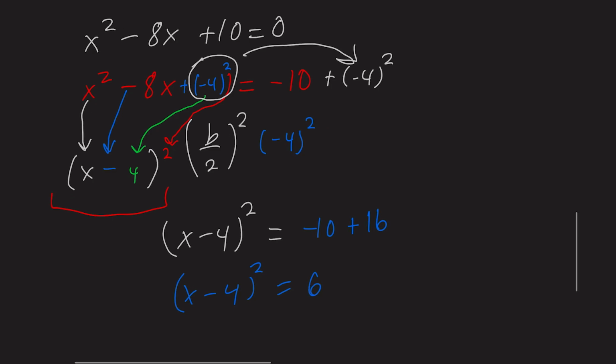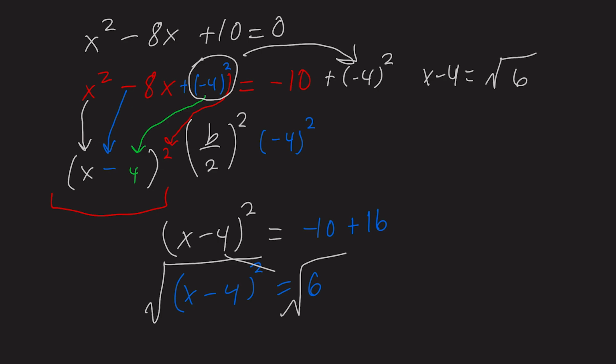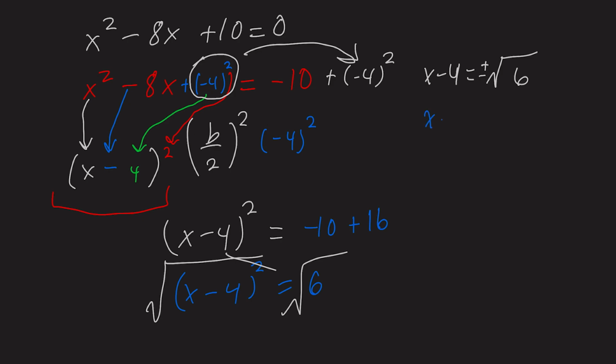And so now, to continue solving for the roots, we're going to take the square root of both sides. Square root and the square cancel out, and we're going to be left with x minus 4 equals rad 6. Don't forget the plus or minus. So that's going to break down into x minus 4 equals rad 6, and x minus 4 equals negative rad 6. So now at this point, we're just going to simplify these down into x equals rad 6 plus 4, and x equals negative rad 6 plus 4.